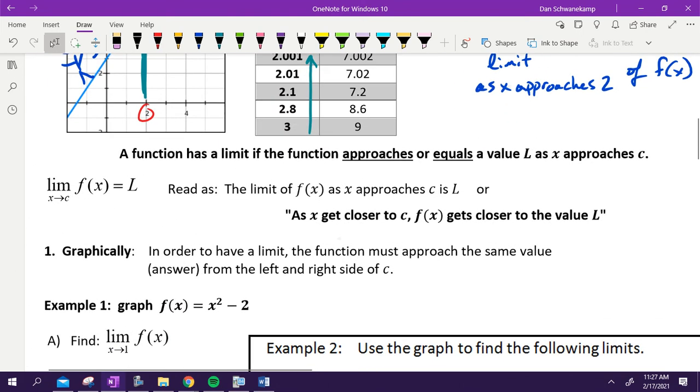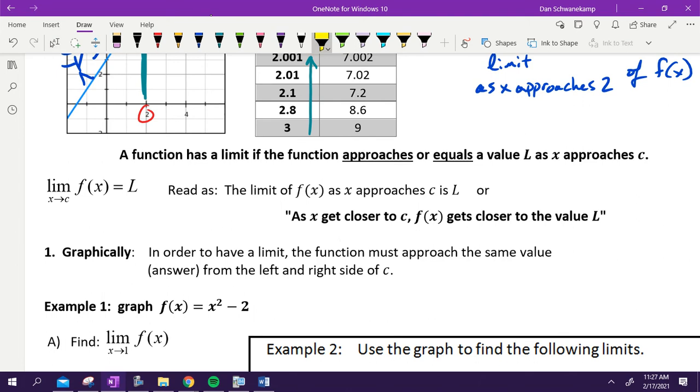Down here we get into some pretty drawn out description of what that is. But a function has a limit if the function approaches or equals the value as we approach c. So we approached or equaled the value of 7 as we got closer and closer to 2. As the x gets closer and closer to 2, the function gets closer and closer to 7. That's what we just described. That's written in a lot of different ways and some fancy ways, but that's what we just did.